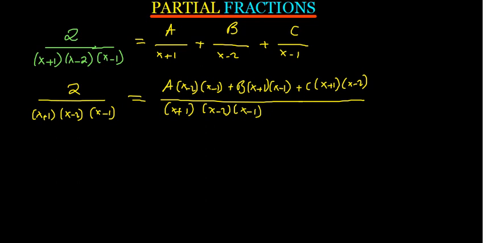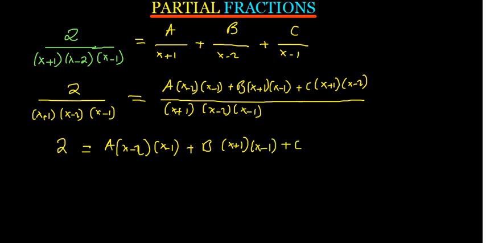So we're going to equate the numerators. So we're going to have 2 being equal to a x minus 2, x minus 1, plus b x plus 1, x minus 1, then plus c we have x plus 1, x minus 2. Is this okay?